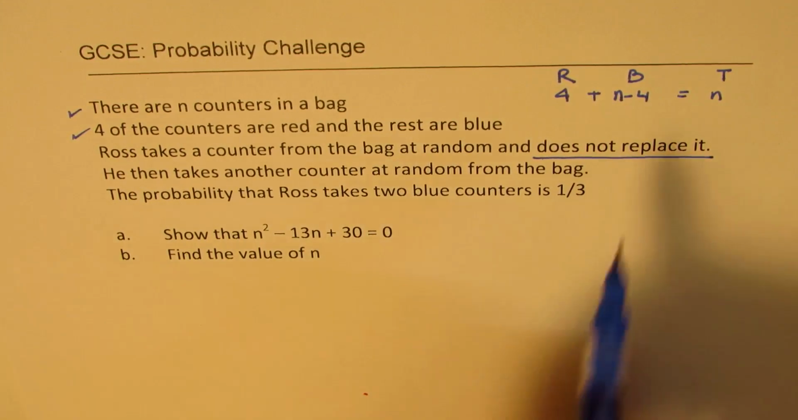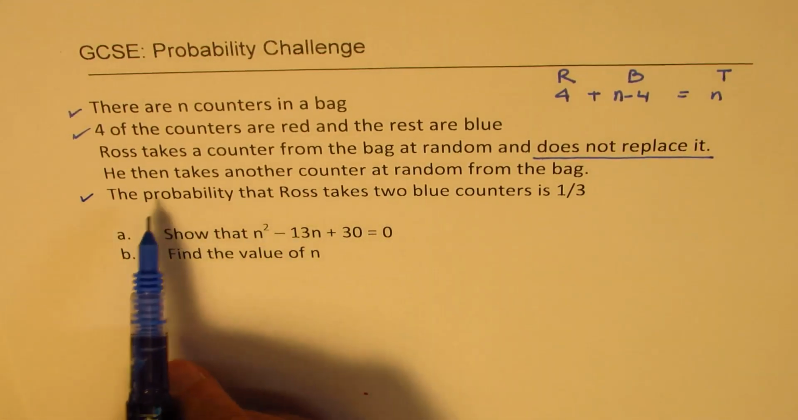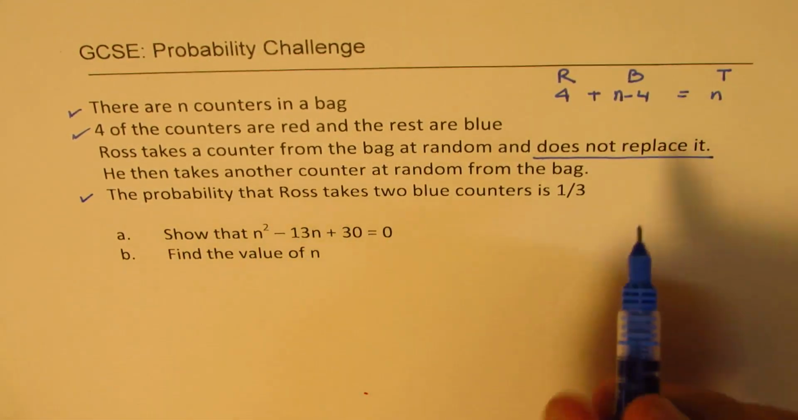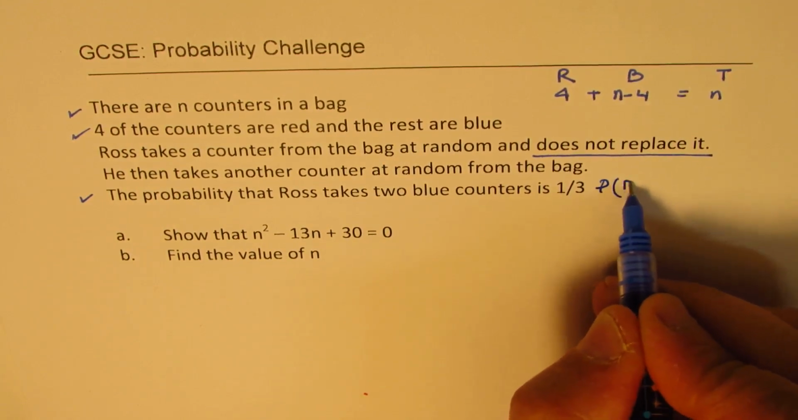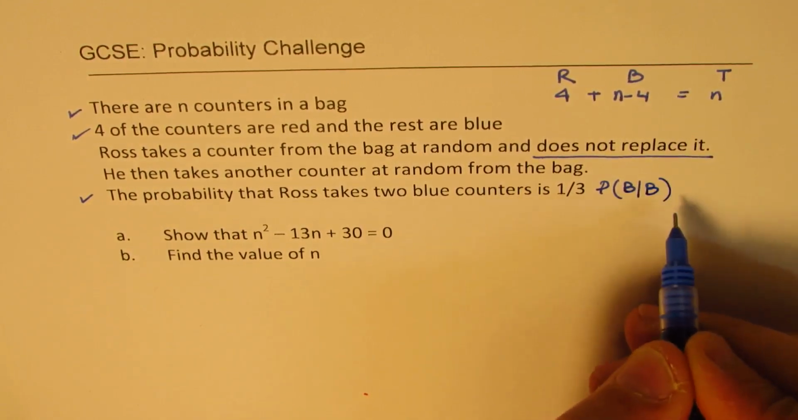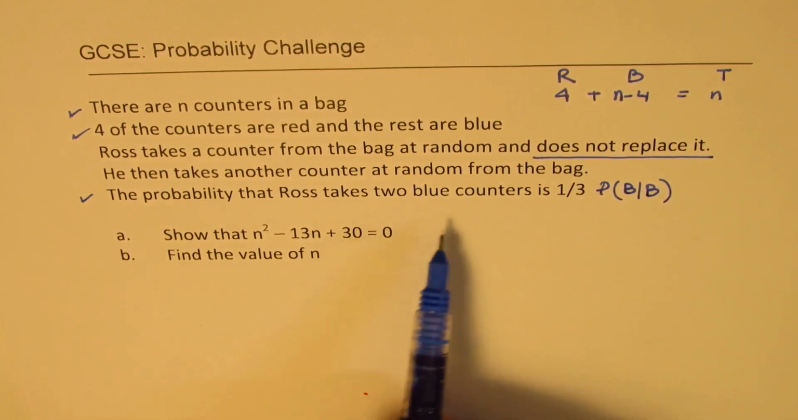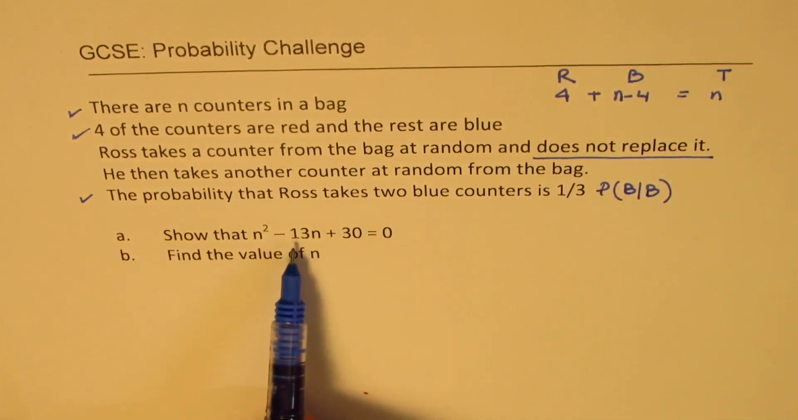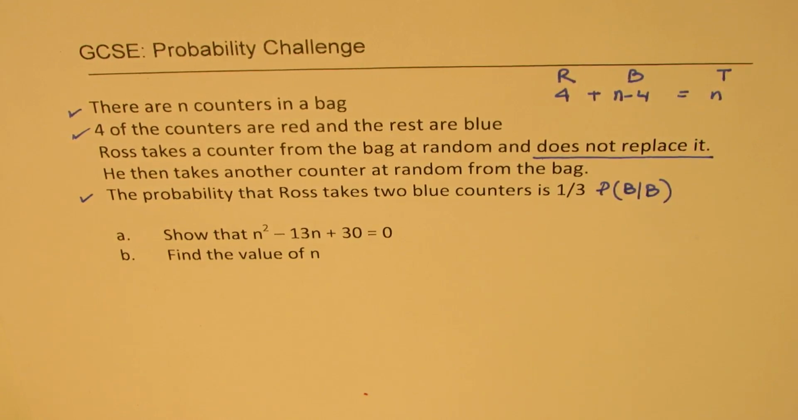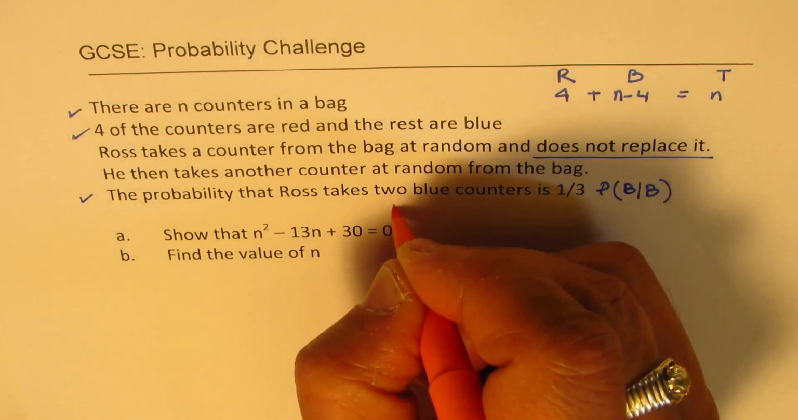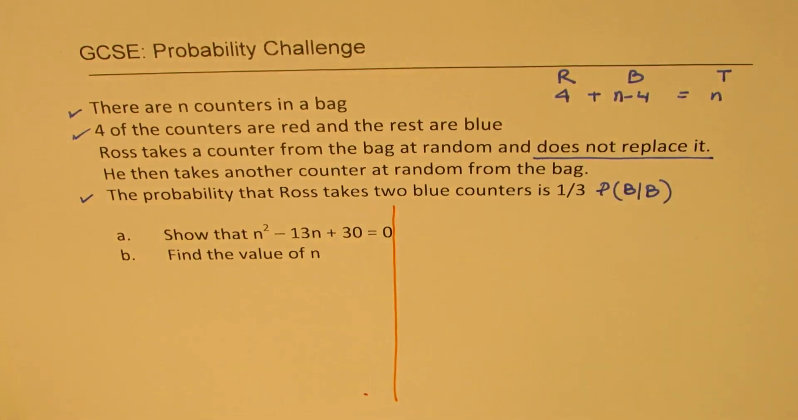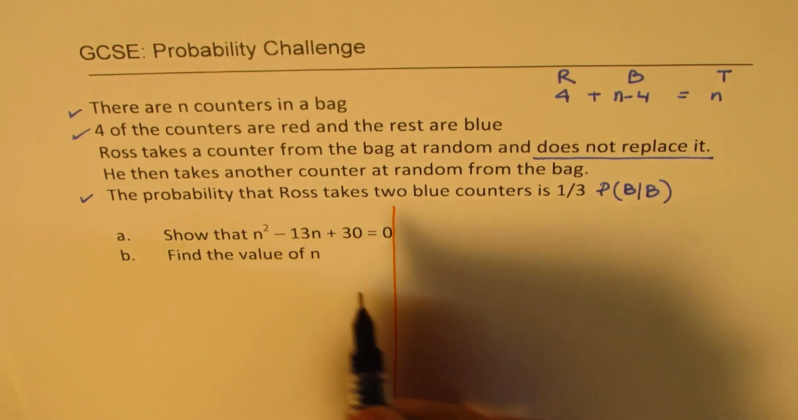Okay, so let's work with this statement. The probability that Ross takes 2 blue counters, that means we're looking for blue after blue, right, is 1 over 3. And from here we should get one equation, and then that equation should be this. Well, that's a good hint. So let's try it out. You can actually pause the video at this stage, solve this question, and then look into my suggestions.